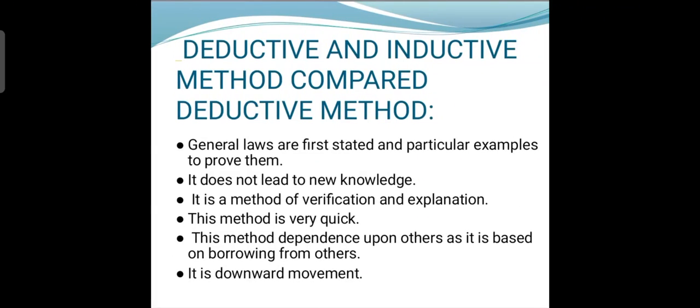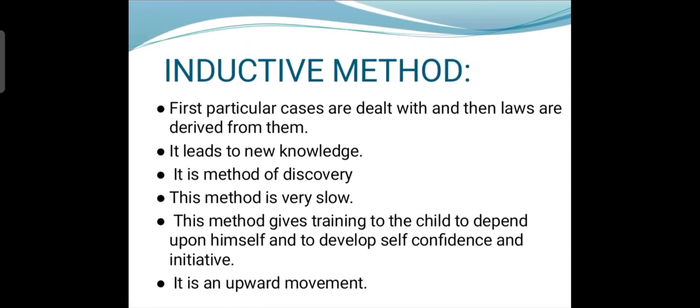Deductive and inductive methods compared. Now, the deductive method: the general law is stated first, and then particular examples to prove it. It does not lead to new knowledge. It is a method of verification and explanation. This method is very quick. This method depends upon others as it is based on borrowing from others. It is a downward movement.